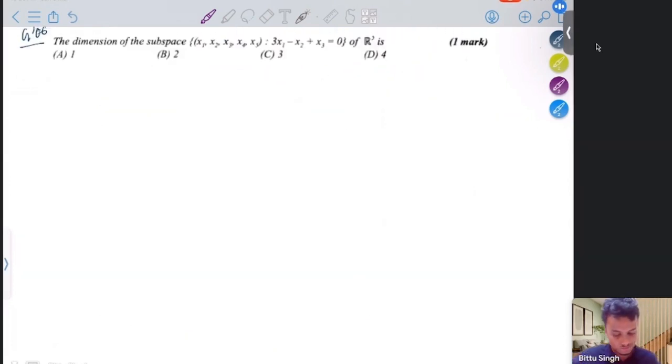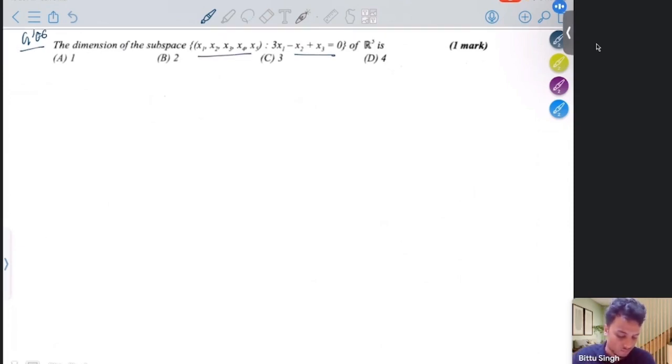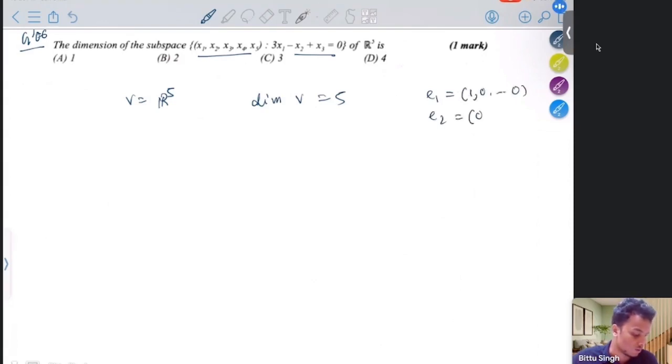Let us solve the next question. Here there is only a single relation. Okay, so the guess will be the total dimension should be R5. Since it is R5, the dimension of this space is 5, generated by those vectors E1, which is 1 and everything else 0, E2 is 0, 1 and 0, and similarly up to E5. Dimension of V is 5, generated by those 5 vectors.